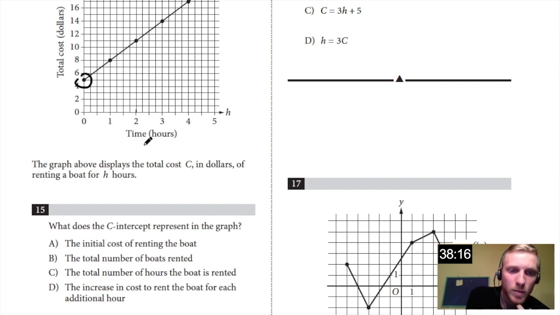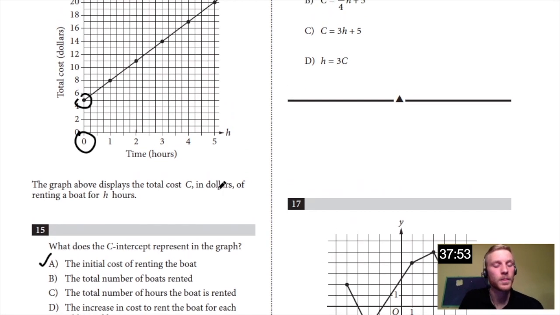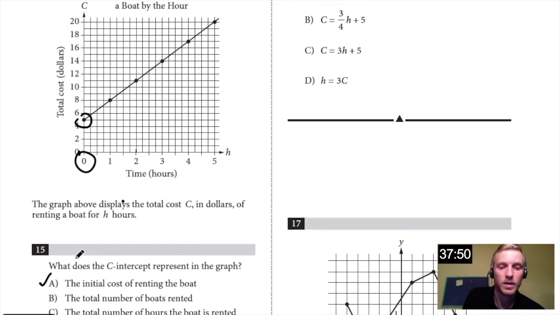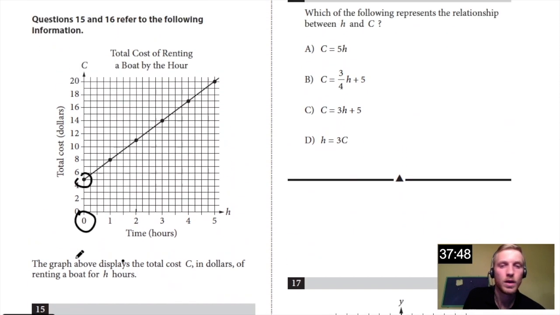Remember, this graph represents the total cost. So at time 0, at H equal to 0, in other words, we haven't spent any time in it, that's going to be our initial cost. That should be A. Let's just read the others. The total number of boats rented, no. Total number of hours on the boat, no. And the increase in cost to rent the boat for each hour, no, that's what H represents. Okay, yeah, so it should be answer A, the initial cost of renting the boat.